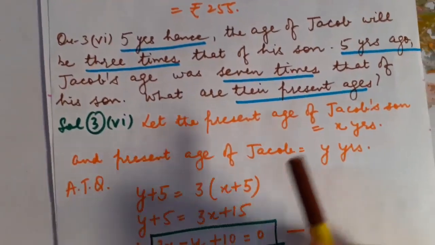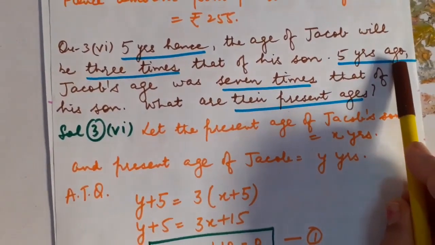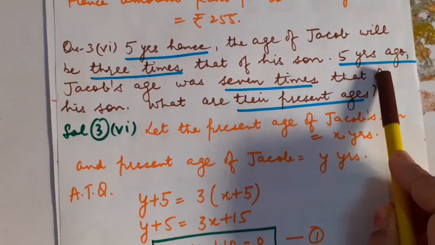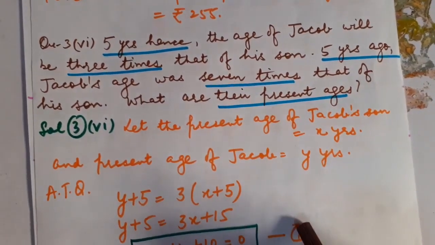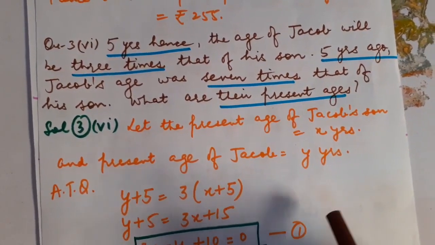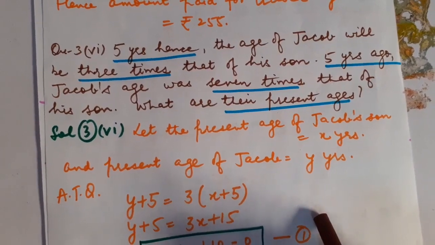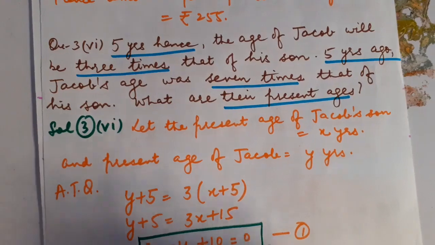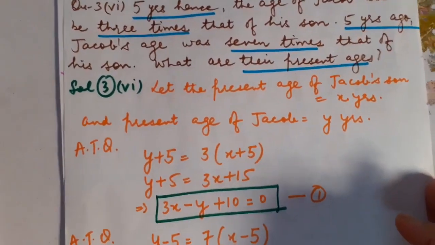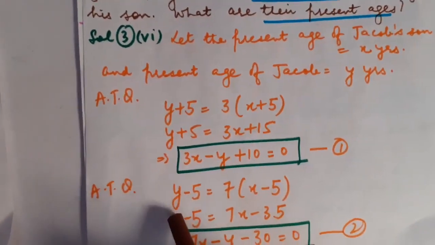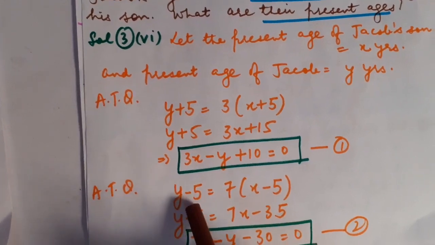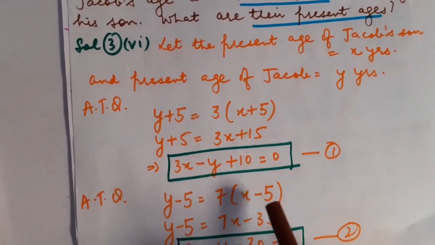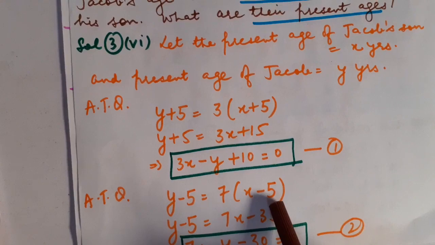Now case number 2. 5 years ago, he is talking about 5 years ago. So definitely, suppose at present my age is 20 years. So what was my age 5 years ago? Of course it was 20 minus 5, that was 15 years. The same concept we are going to apply for variables. Jacob's age 5 years ago was y minus 5 and his son's age was x minus 5.